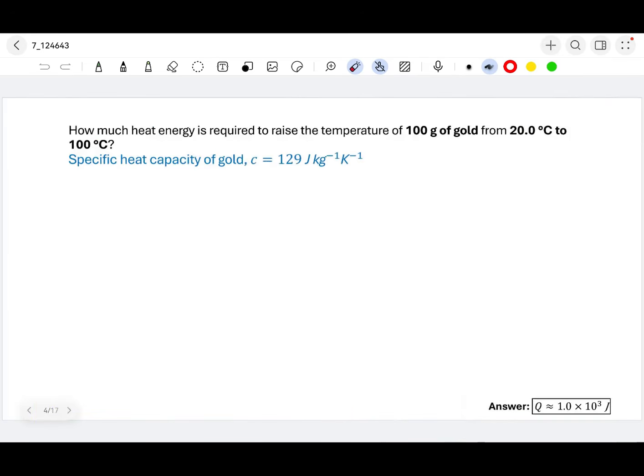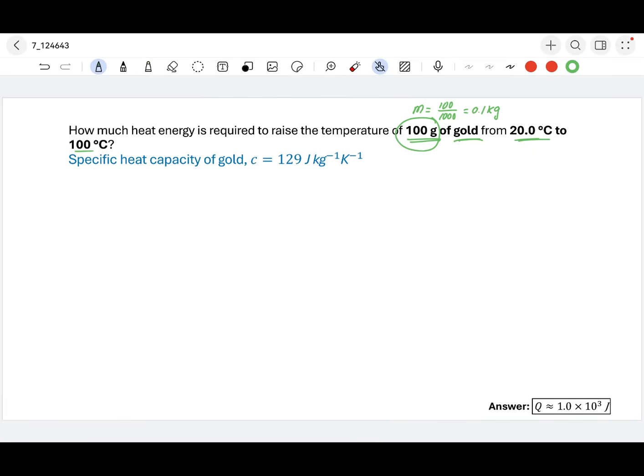Let's do some problems on the specific heat. How much heat energy is required to raise the temperature of 100 gram of gold from 20 degree Celsius to 100 degree Celsius? We have to focus only on the SI unit. So the mass, we need the SI unit. 100 gram over 1000, which is equal to 0.1 kilogram.